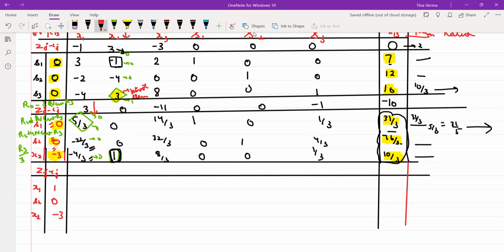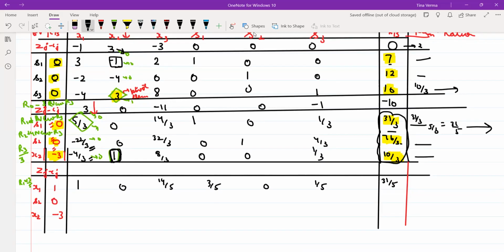Clear? Now you have to make this entry 1. What operation will you apply? Either you can multiply it by 3/5 or divide it by 5/3. Both are the same thing, right? So this entry will become 1, 0. This entry will become 14/5, 3/5, 0, 1/5, and this entry will become 31/5.